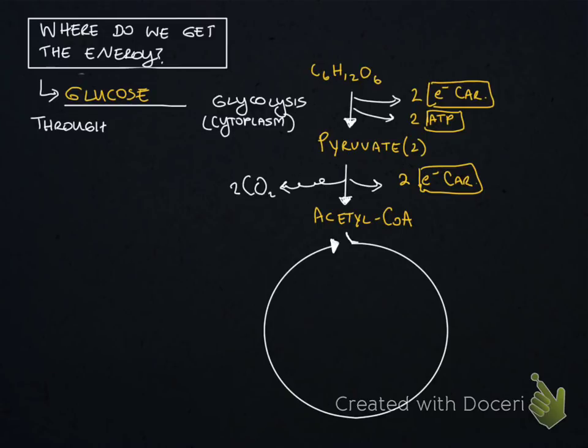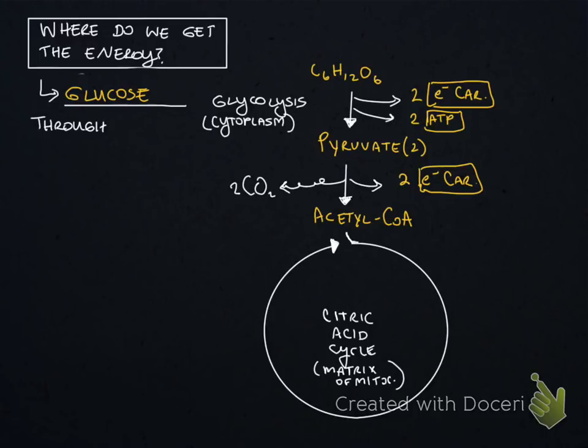The next portion is the citric acid cycle, or the Krebs cycle. Either name. Krebs with a K. The Krebs cycle, or the citric acid cycle, doesn't happen in the cytoplasm. It happens within the mitochondrial matrix. So it happens within the matrix of the mitochondria.